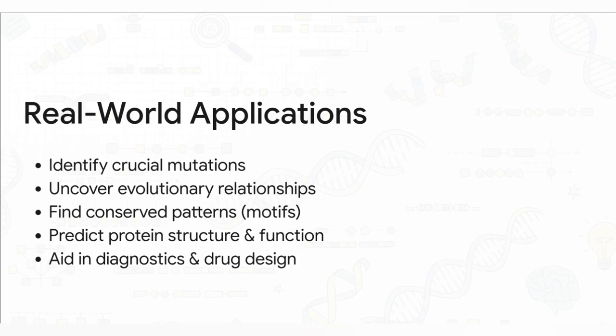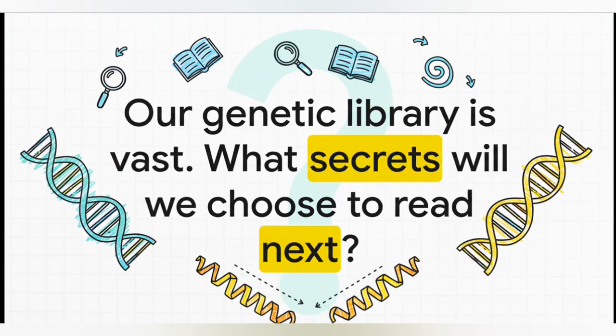We can find these conserved patterns that tell us a new, uncharacterized protein belongs to a certain family, which then lets us predict its structure and function. This knowledge is absolutely essential for designing new drugs and better medical diagnostics. It is truly a cornerstone of modern biology. So we have this ever-expanding library of life and the tools to read it. Sequence alignment is our Rosetta Stone, allowing us to translate all this genetic code into real biological meaning. The only question left is, with so much still to discover, what vital secrets will we choose to read next?